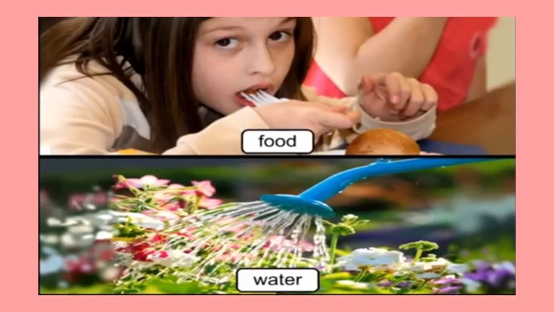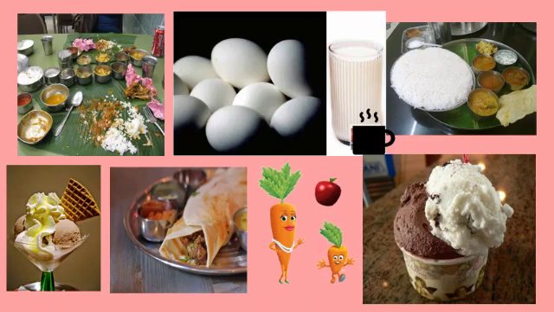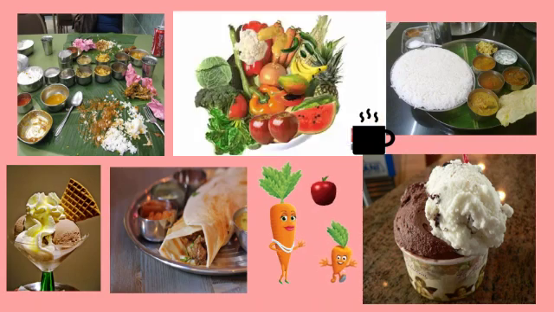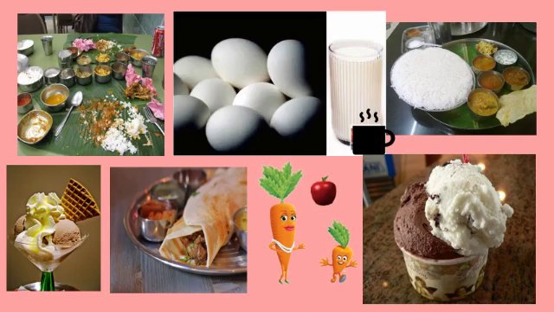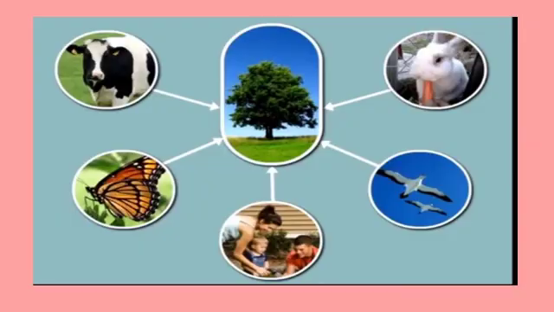Similarly, plants also need food to grow. But do you know plants prepare their own food using air, water and sunlight? Do you know what we call that process? Yes, that process is called photosynthesis. Here are the food items that we eat to get energy. Vegetables, fruits, eggs, there are so many things that we eat to get energy.